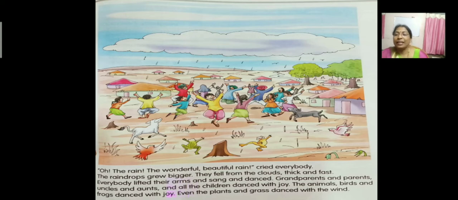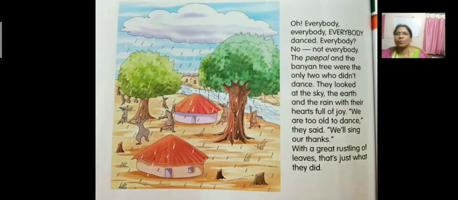And apart from these animals and people, even the plants and grass danced with the wind. When there is a wind, when there is a breeze, the plants move here and there, to and fro. That is the dance of these plants and grass. So all were very happy when there was rain, and you can see the enjoyment of the people. Now we'll see the next parable.